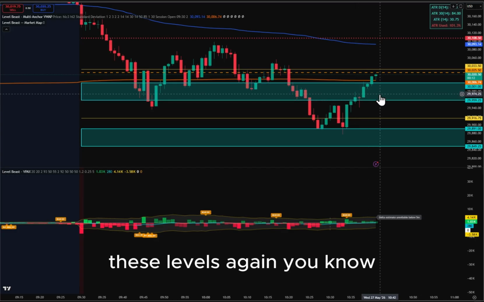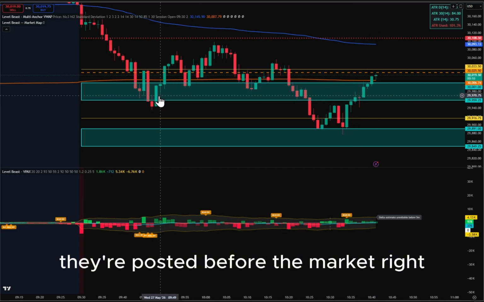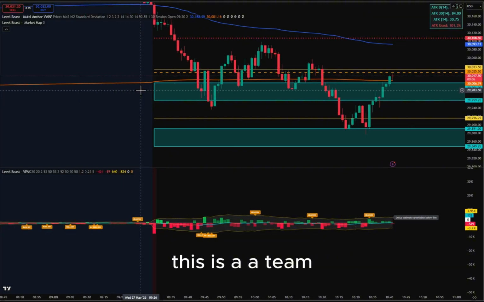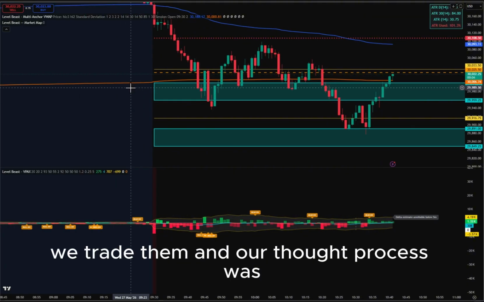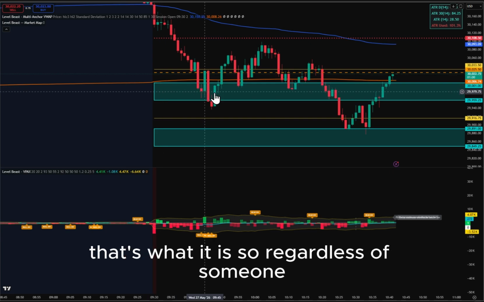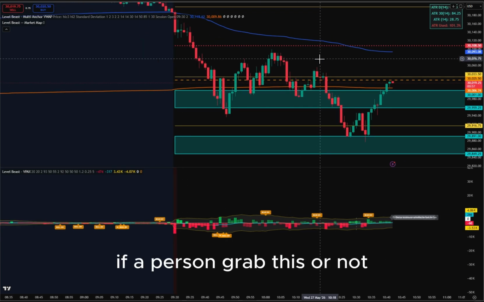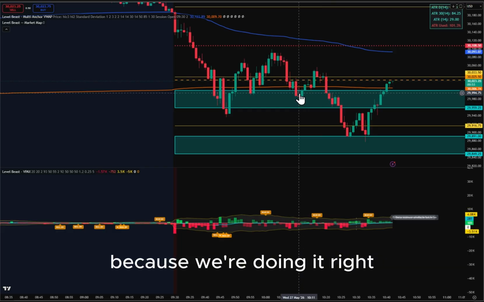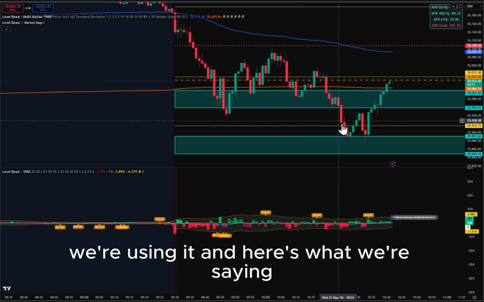These levels, again, they're posted before the market, right? This isn't automated. This is a team. We trade them. And our thought process was, why don't we just release them to the public? That's what it is. So regardless of whether a person grabbed this or not, we would still make it available because we're doing it, right? We're using it. And here's what we're saying.